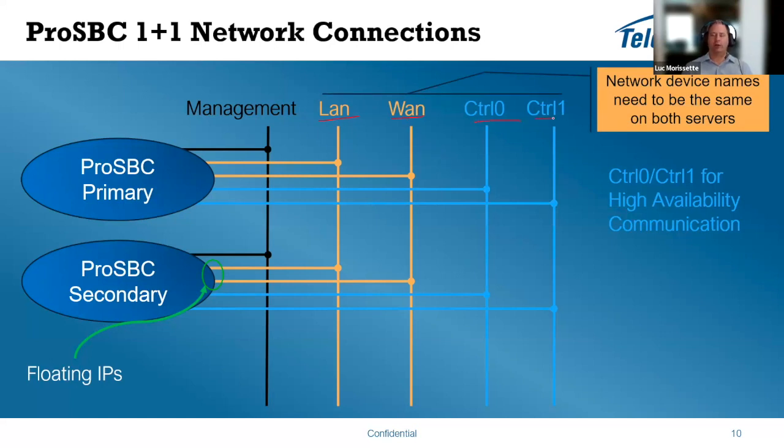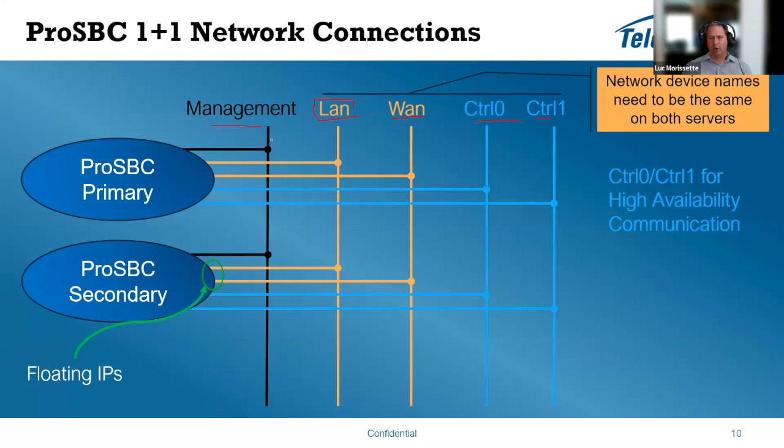Control 0 and control 1 are configured automatically, so you don't need to rename those interfaces. But the LAN 1 one needs to be the same on the primary and the secondary server, because you can put whatever name you want here. It doesn't apply to the management port in this case.